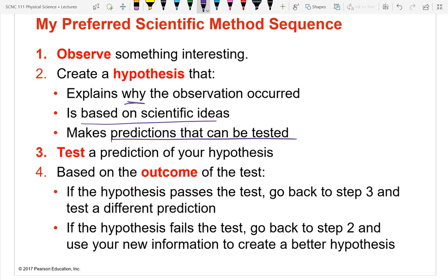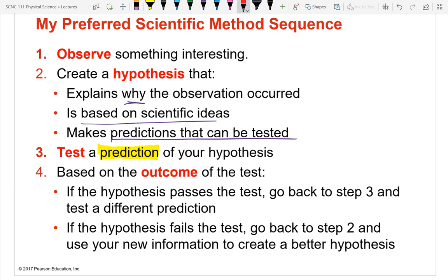And then the next step is you test a prediction. Really, really important. You're testing a prediction. You're not going back and repeating your observation. You've already made your observation. If your observation is what you have for your application on the test, that's not going to get you the point. Your test needs to be testing a prediction that's not what you observed, something new that you didn't know was necessarily going to happen.